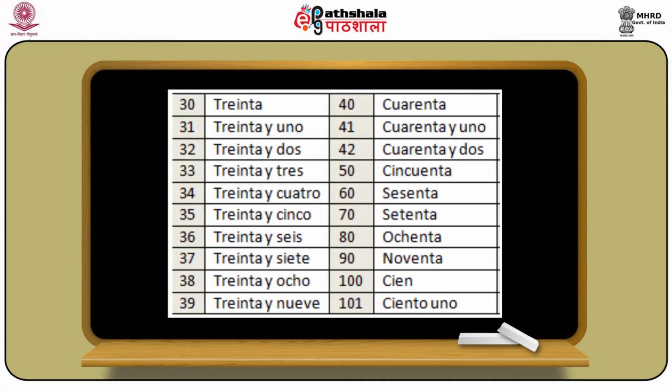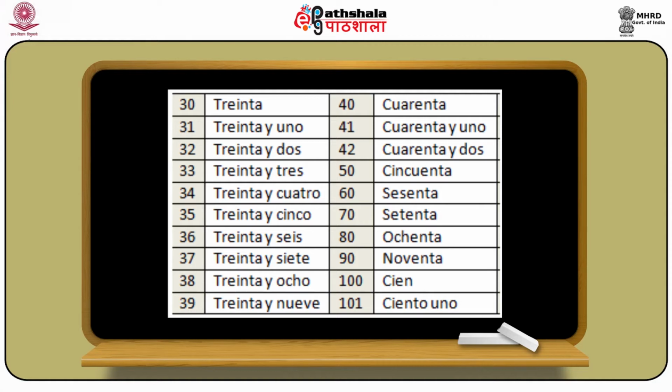In the same way 32 will be treinta y dos. So dos is 2, treinta is 30, so 32. In the same way 33 will be treinta y tres. In English we say thirty-three, so there is 30 and 3. In Spanish we say the same thing, but we add y, treinta y tres. Following the same rule, if we want to say 34, we will say treinta y cuatro. In the same way, 35 is treinta y cinco, 36 treinta y seis, 37 treinta y siete, 38 treinta y ocho, 39 treinta y nueve. So till 39 we have added treinta and then the numbers 1, 2, 3, and 40 is said as cuarenta.